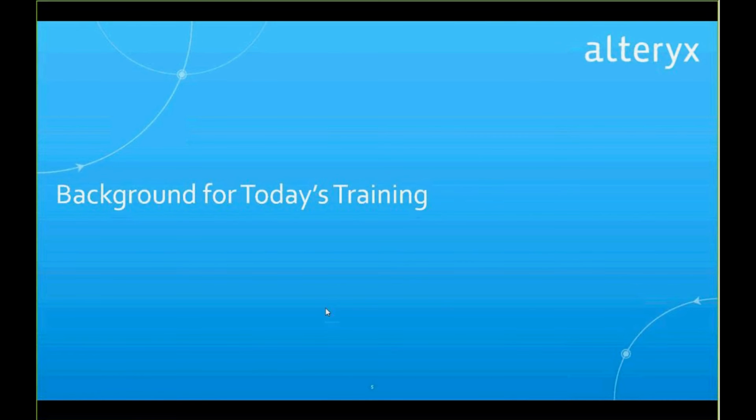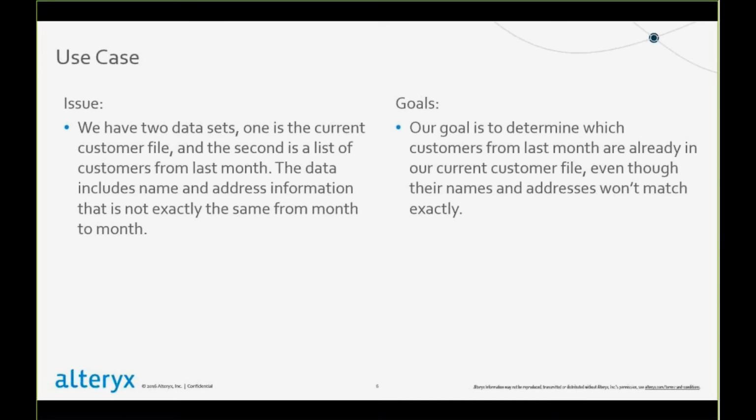All right, so here's some background for what we're going to be covering today. The use case that we're going to work through to cover these fuzzy matching best practices and data prep skills is that we have two data sets. We have an existing customer file, which is our master file. It contains all of our existing customer data. And we have a new data set that represents the new customers from last month.